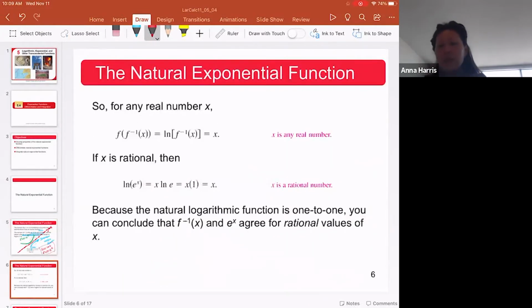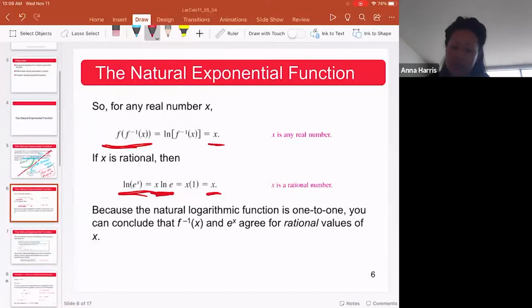Next one. When you composite f and f inverse, you get an x. So natural log of e to the x means x times natural log of e. Natural log of e is just equal to 1. So that's why you get x.